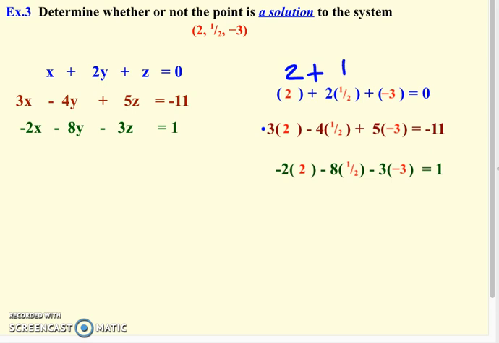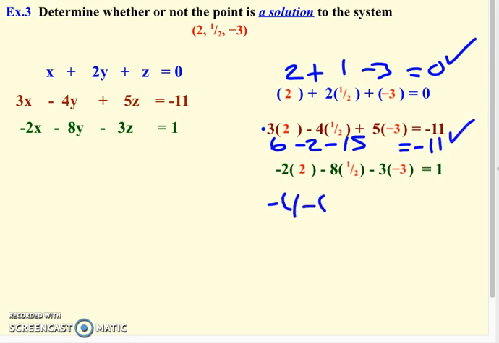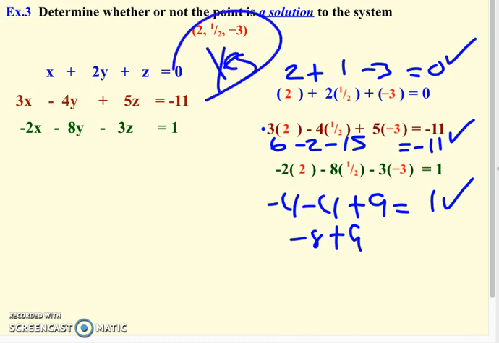We've got 2 plus 1 minus 3, that does equal 0. Check. Here we've got 6 minus 2 minus 15. That's minus 17 plus 6. That does equal -11. Check. We've got -4, -4, and 9. That's -8 plus 9. That does equal 1. Check. Is it a solution to the system? Yes. And that's pretty quick and easy. Just plugging in and checking.